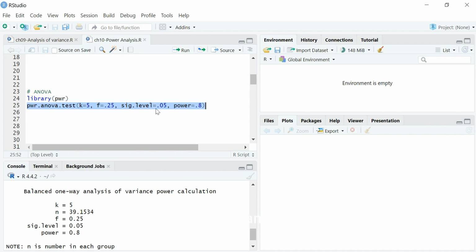And at the same time, when we conclude that the effect is significant, there is as large as a 0.05 probability that we make a wrong rejection. We make a wrong significant test, right? So this is the significance level 0.05.